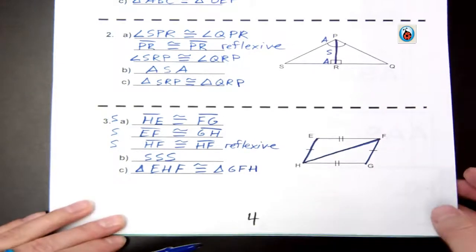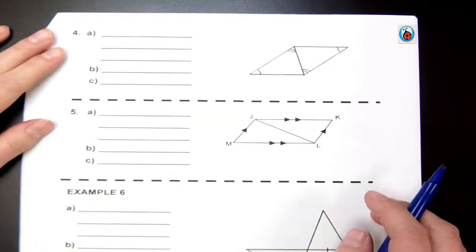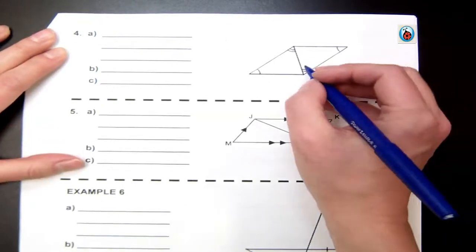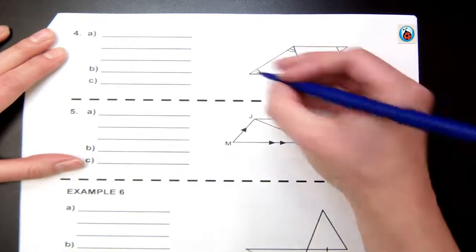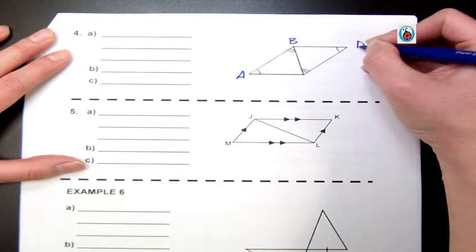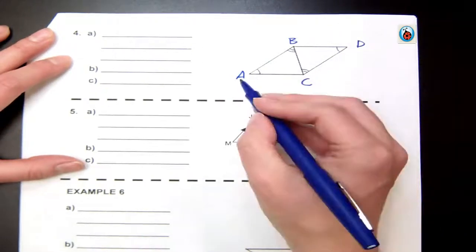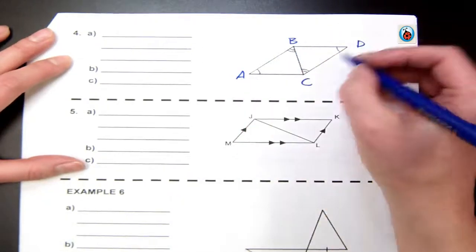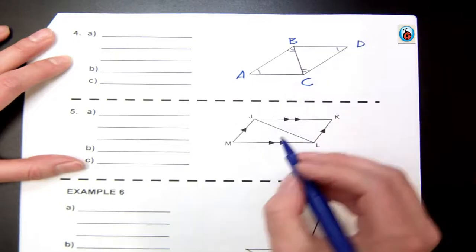So go ahead next and flip over to page 5. So page 5, these weren't labeled for us, so our first step is we need to label them so we can write our congruent statement. And so I'm just labeling A, B, C, D. Make sure to label yours in the same order.